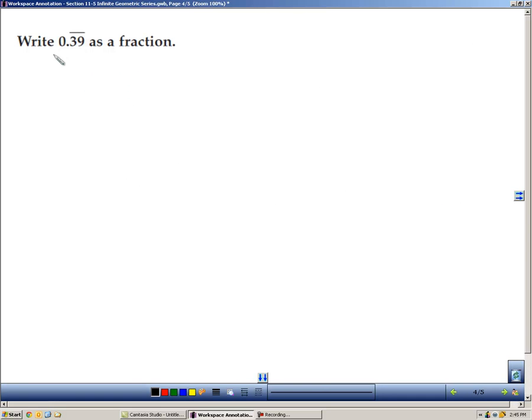In this example, we're asked to write this repeating decimal as a fraction. It turns out that we can use the sum of an infinite series to find this. It's kind of interesting, so see if you can follow with what I'm doing. 0.39 repeating. What that really means is 0.39, 39, 39, and so on.